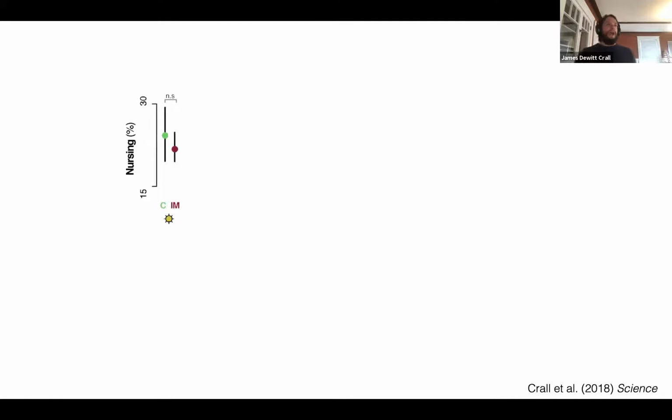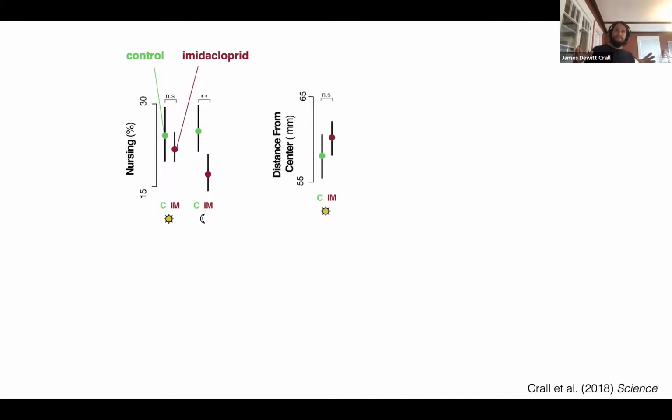And it turns out we see similar patterns with other metrics. If we look at the amount of time spent nursing, again, if we compare the control and imidacloprid exposed colonies during the day, you see a little bit of a trend, but no significant effect of our treatment during the day, but a significant reduction in nursing overnight. If we look at, again, the spatial pattern we saw in acute exposure, bees are further out from the nest center or trending in that direction during the day, but no significant effect, but then a significant spatial shift overnight.